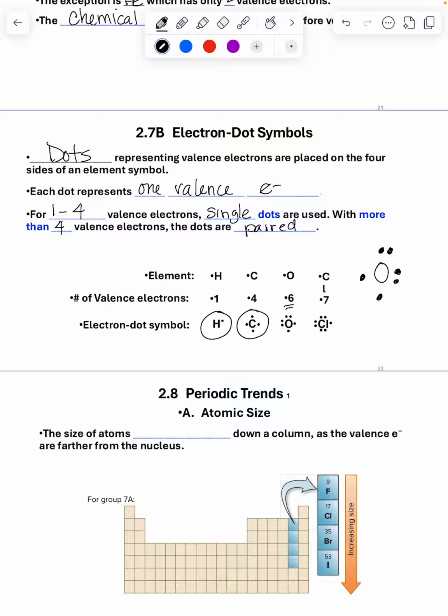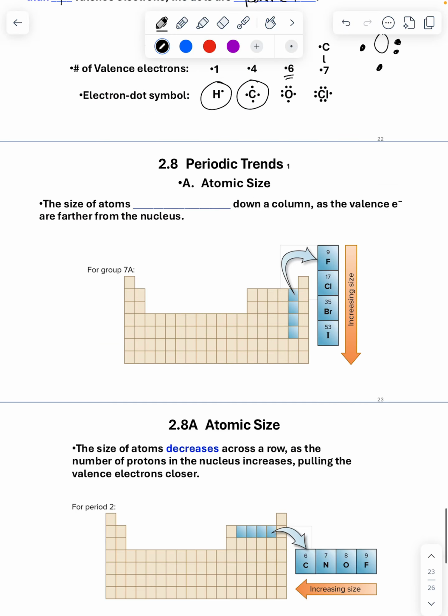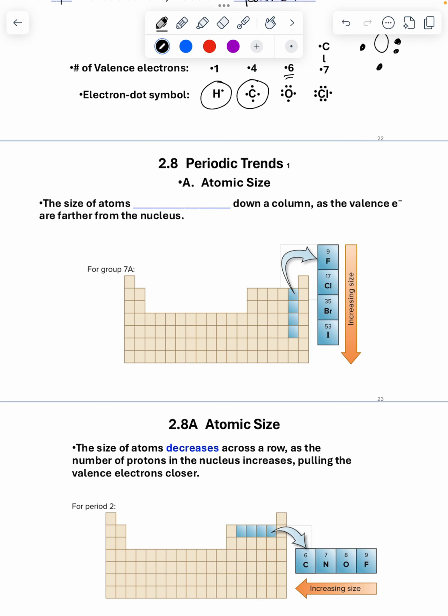All right, the last thing we want to talk about is some patterns that we see on the periodic table. These patterns are called periodic trends. The first trend that we're going to look at is atomic size, how big the atom is. The size of the atom increases as I move down the column. The valence electrons are farther away from the nucleus, and therefore the size of the atom gets bigger and bigger and bigger.